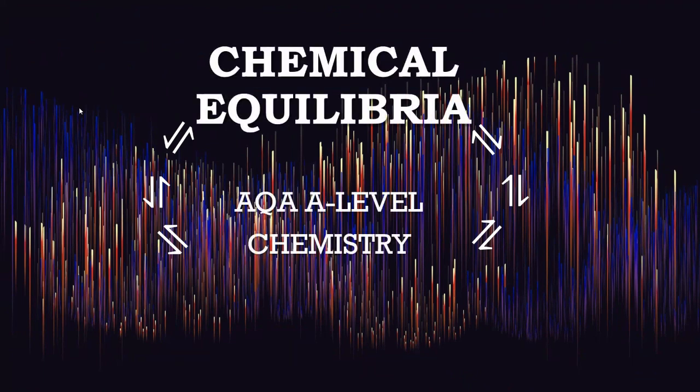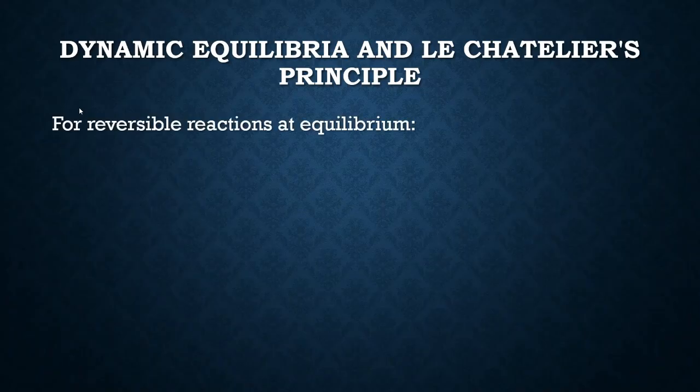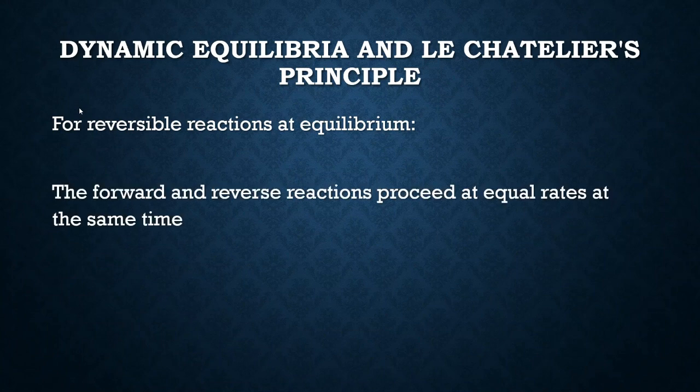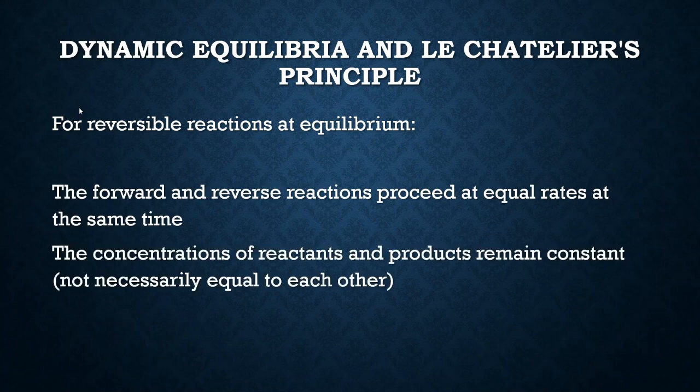Okay, so today we're going to be looking at chemical equilibria for A-level chemistry. There's two facts you need to know about reactions at equilibrium. The first is that the forward and reverse reactions occur at equal rates at the same time, and the concentrations of reactants and products remain constant, which means the same throughout, and they might not be equal to each other, so watch out for that.